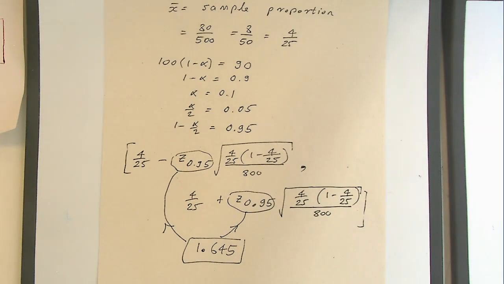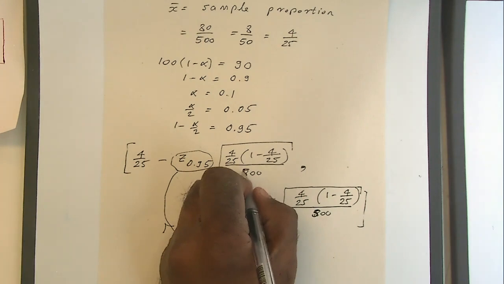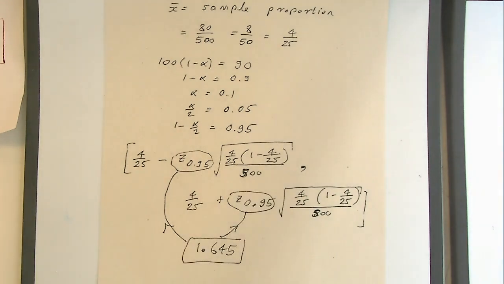Can you do question 4, please? Now question 4. Yeah, n is 800. Is it 500? Sorry, guys. It should be 500, not 800. I apologize for that.